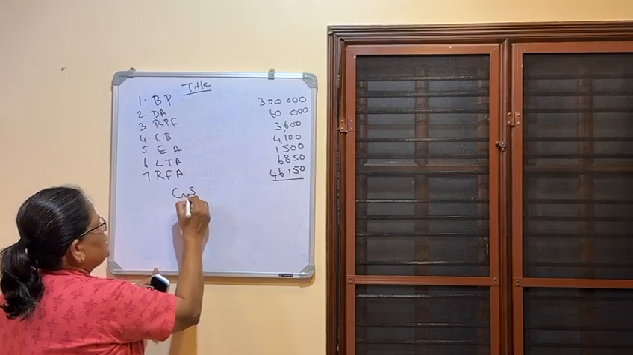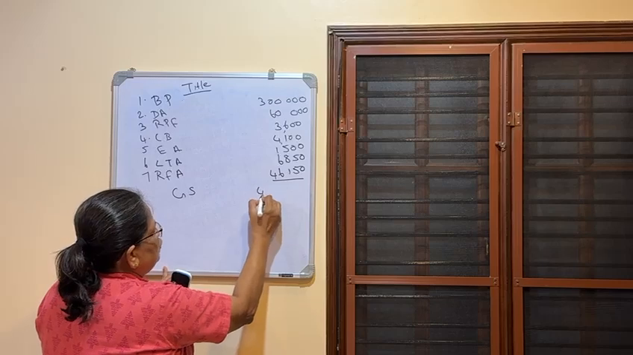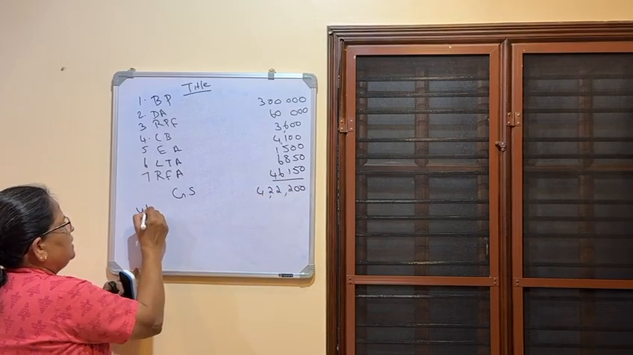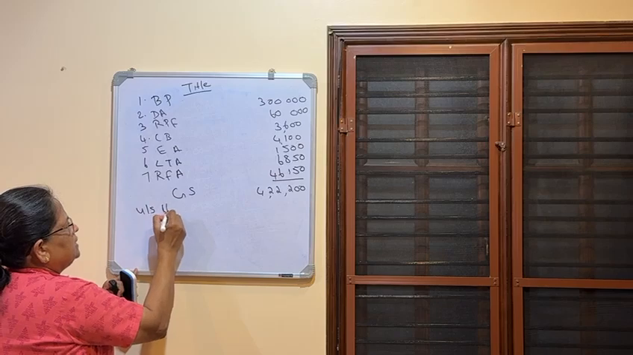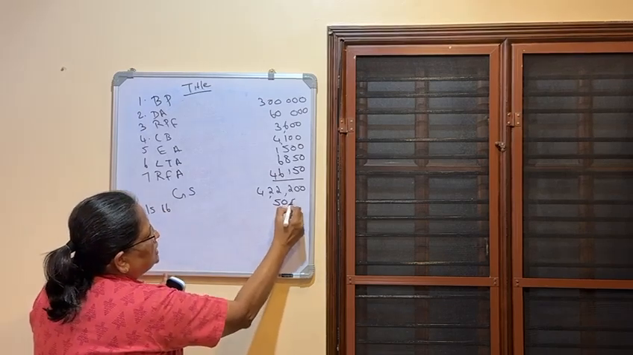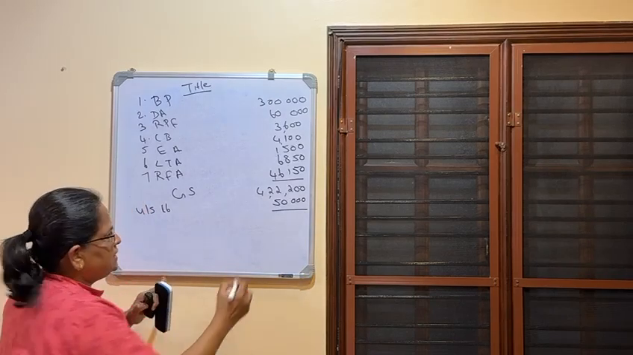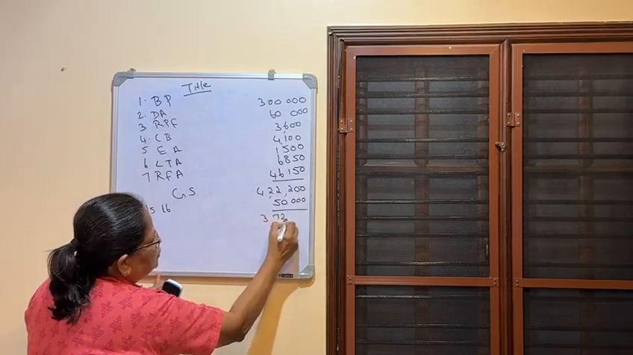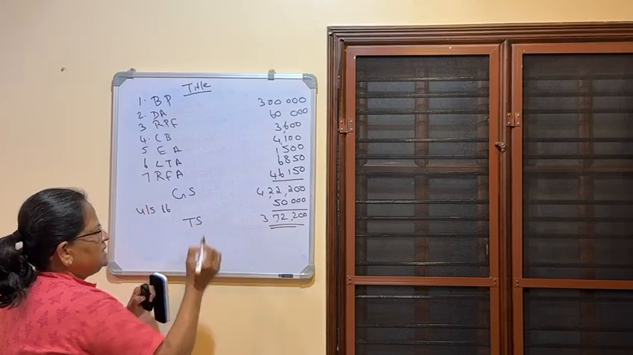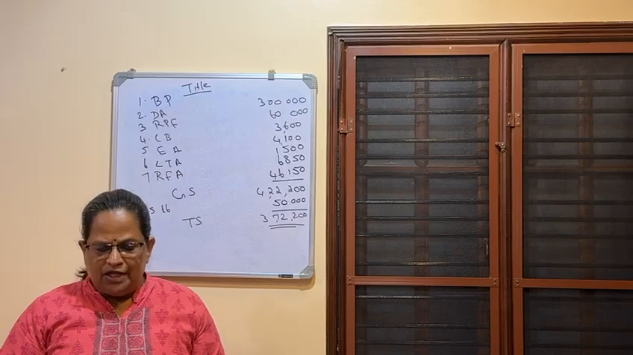Now gross salary is equal to 4,22,200. Since he has adopted the old scheme, his standard deduction is 50,000. Only standard deduction he will be eligible for. So the taxable salary is 3,72,200. So this is the taxable salary. This is the first problem I wanted to explain. Now the next problem.